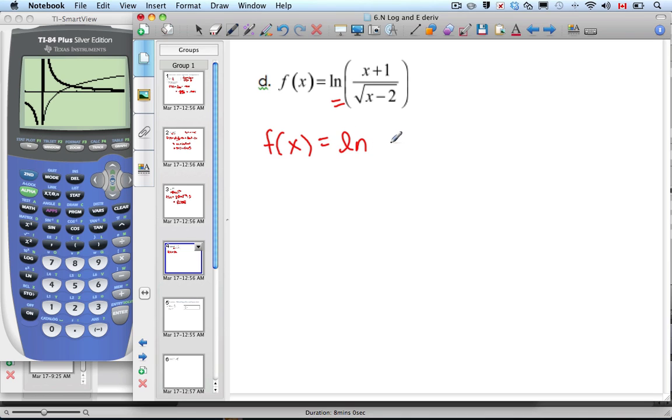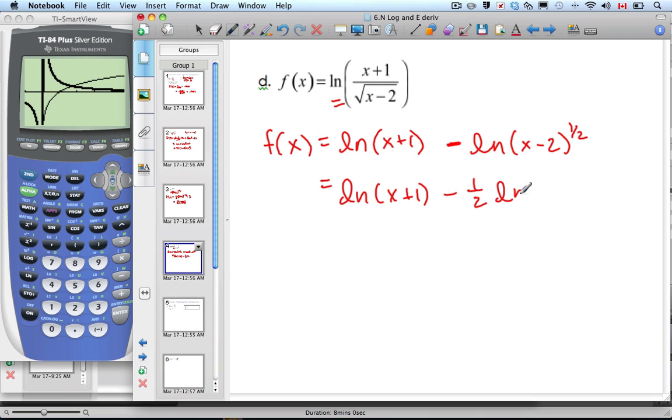We know that's natural logarithm. When we divide things, it really means we're going to subtract: the logarithm of x plus 1 minus the logarithm of x minus 2, and let's put that to the 1/2 already. Then let's pull that 1/2 down as well. That's another thing we can do. So now we have natural log of x plus 1 minus 1/2 natural log of x minus 2. Now to think about the derivative. That was a good call to use those properties. It's looking way better now.